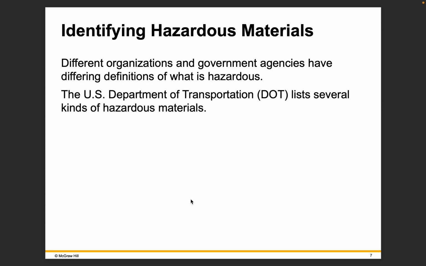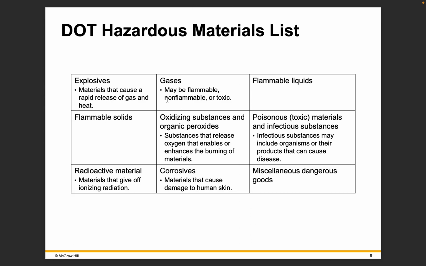Identifying hazardous materials. Different organizations and government agencies have differing definitions of what's hazardous, and the U.S. Department of Transportation lists several kinds of hazardous materials. For example, things that could be transported, right? Like you might see semis carrying things that are labeled as explosive or flammable solids, radioactive material, gases, oxidizers, corrosives, flammable liquids, poisonous materials and infectious substances, and miscellaneous dangerous goods, kind of a catch-all category there.